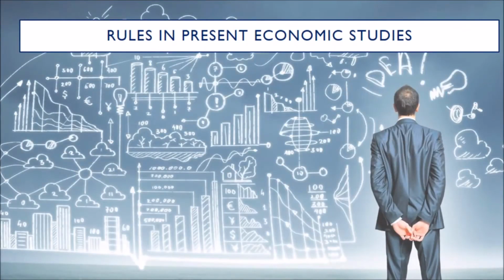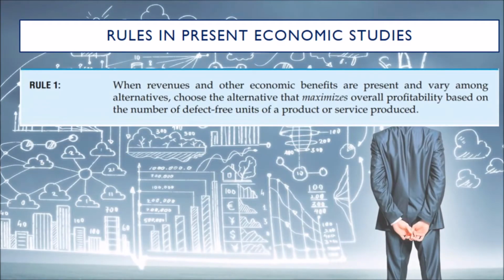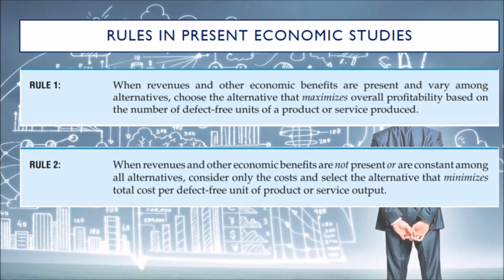Rules in present economic studies. Rule 1. When revenues and other economic benefits are present and vary among alternatives, choose the alternative that maximizes overall profitability based on the number of defect-free units of a product or service produced. Rule 2. When revenues and other economic benefits are not present or are constant among all alternatives, consider only the cost and select the alternative that minimizes the cost per defect-free unit of production or service output.